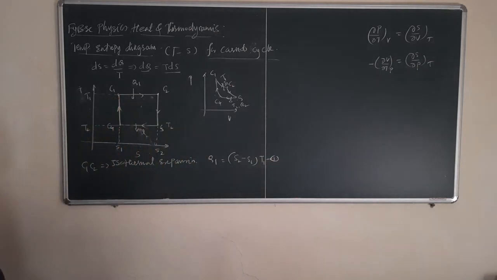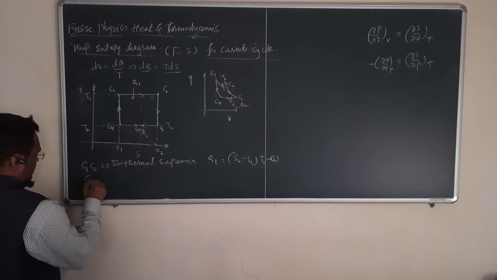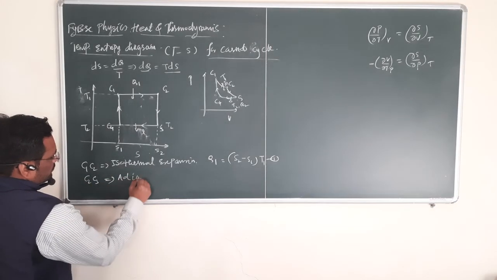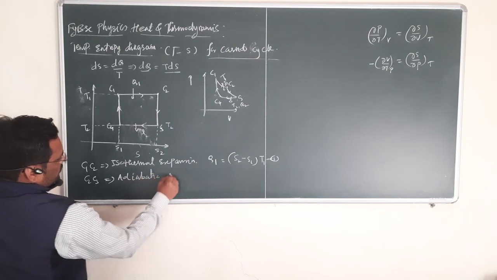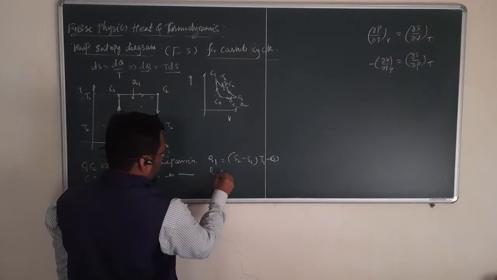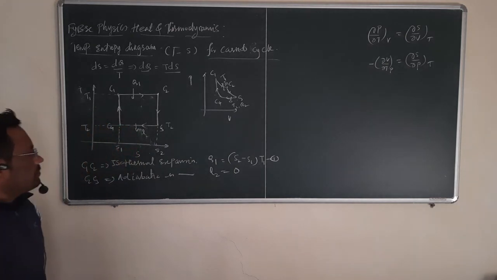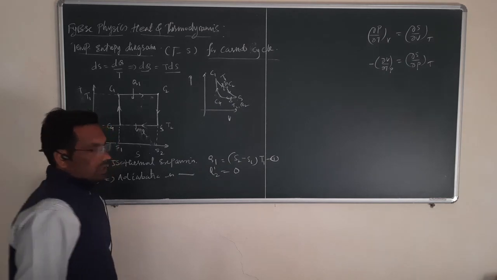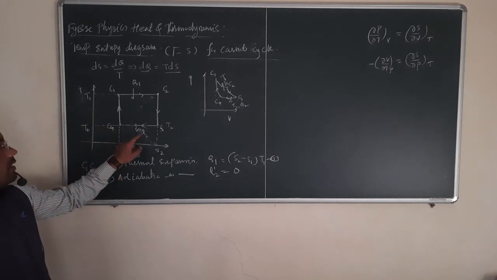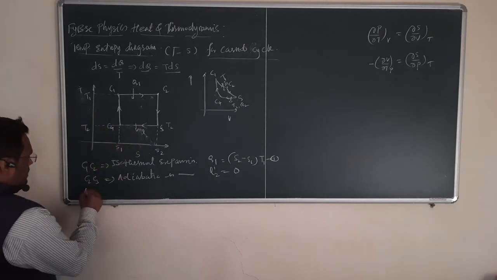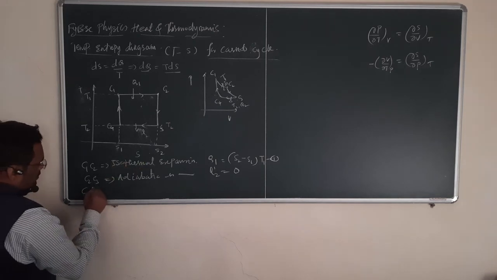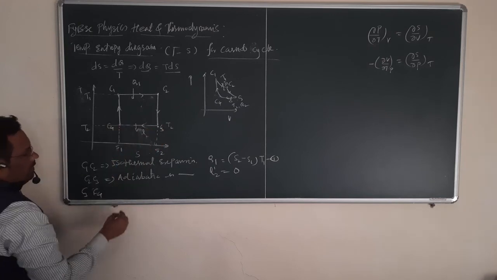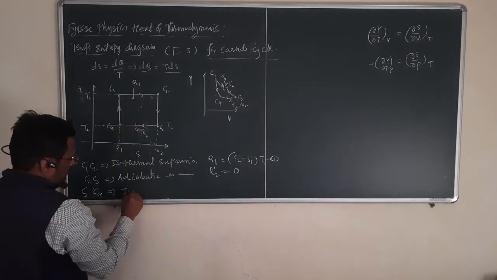Now along C2, C3, which is adiabatic expansion, there is no heat exchanged. So Q2 is 0. We have to take another symbol Q2 dash because Q2 I have taken for this case. Now along C3, C4, which means from here to here, which is isothermal compression.